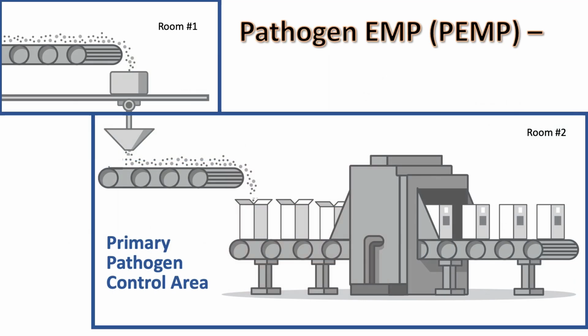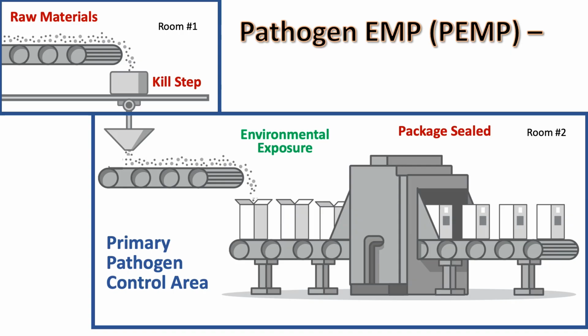This cartoon corresponds to the map on the previous slide. The raw materials are mixed together and a kill step is applied. The finished product exits the cook or kill step into a separate room where it is exposed to equipment surfaces and the processing environment before the package is filled and sealed. After sealing, no further kill step is applied. In this example, the primary pathogen control area is the area or room of the facility where the cooked treated product is exposed to the environment.